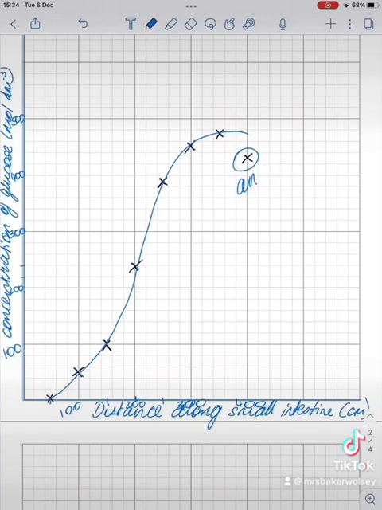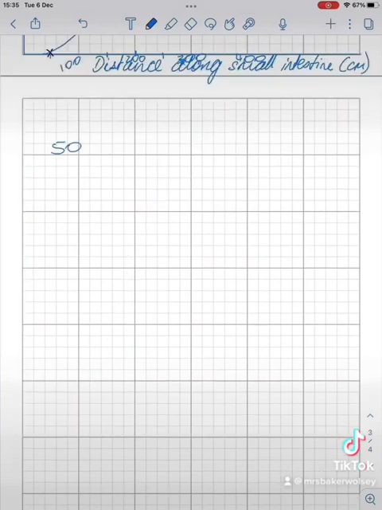You may decide that the final point here is an anomaly, in which case circle it and ignore it when drawing the line of best fit. Or you may suggest that it's part of the overall trend and that glucose probably does start decreasing at this point.